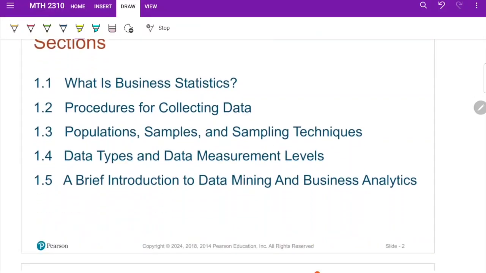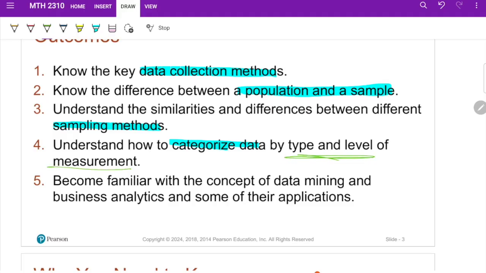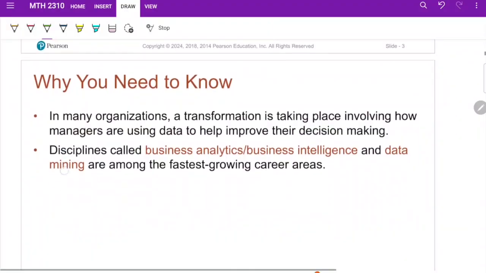So we have a few sections to cover and a few outcomes. We need to know the data collection methods. We need to differentiate between two things, population and sample. And we need to understand the similarities and differences between different sampling methods, and understand how to categorize data by knowing the type and the level of measurement. These are the 3 or 4 most important outcomes that we are going to work on in this lecture.